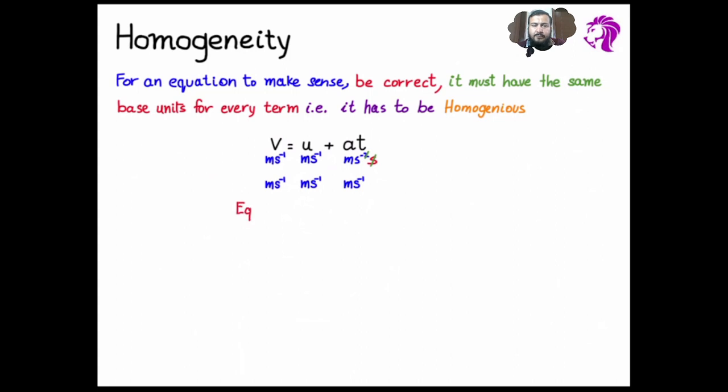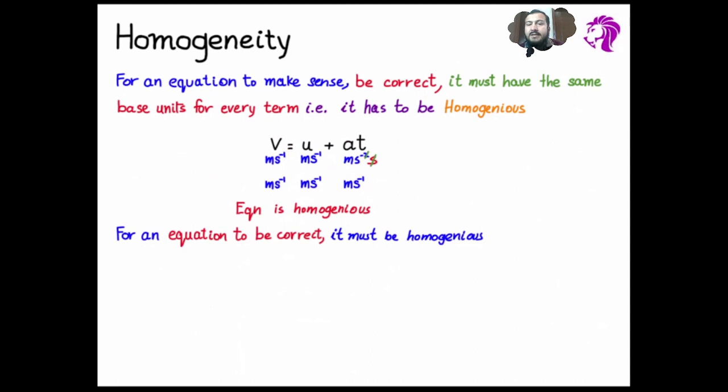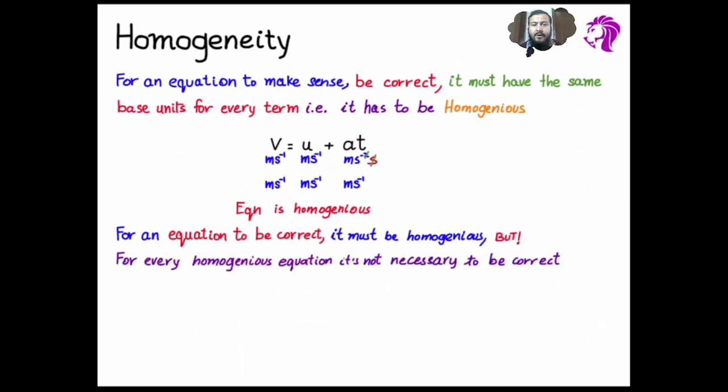Now, let's move a step ahead. We need to know that for an equation to be correct, it's necessary that it is homogeneous. But it's not necessary that every homogeneous equation will always be correct. What does that mean? It means that let's say we have these two equations. I have just copied down this same equation twice over here.